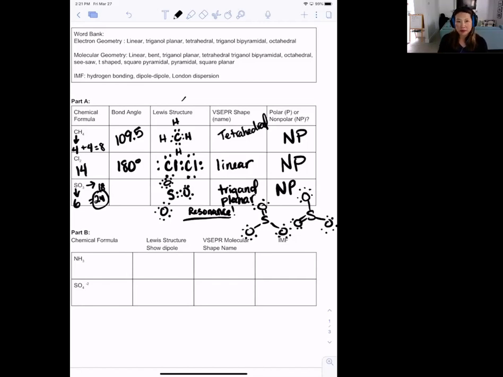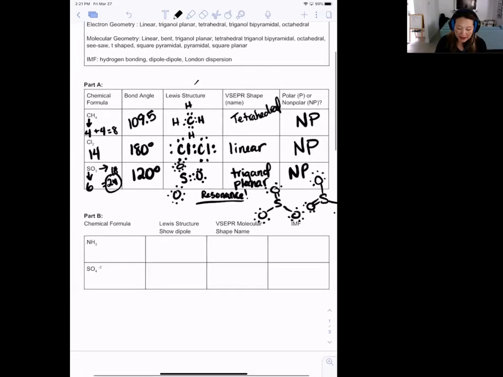With double bonds, the bond gets shorter. With the triple bond, it gets even shorter. And so that does play a little bit of a role. But we're going to categorize it as nonpolar for my class, please. And then this is going to be 120 degrees.